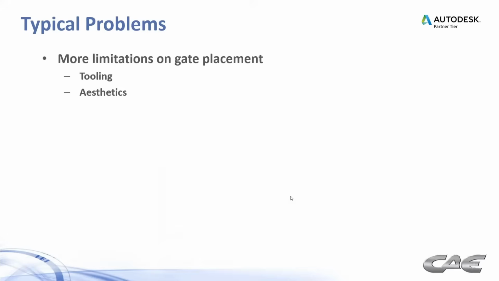So some of the typical problems that we encounter when we're talking about 2-shot, there's a lot more limitations on gate placement than you would have with a typical single-shot injection mold. Some of that's due to tooling. You know, you have to accommodate the rotating core, and maybe there's slides and lifters and things that need to be accounted for. A lot of it's due to aesthetics. You want to maybe hide the gate from the first shot when you're thinking about the second shot. So you may automatically, in the first shot, want to put the gate in certain locations so that when the second shot molds over it, it hides it.